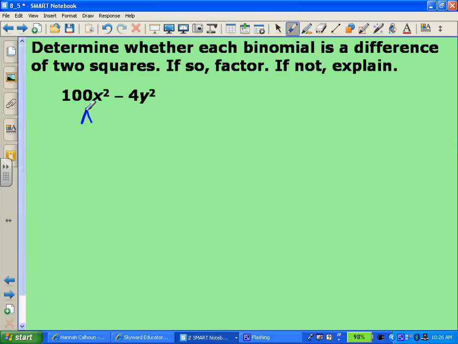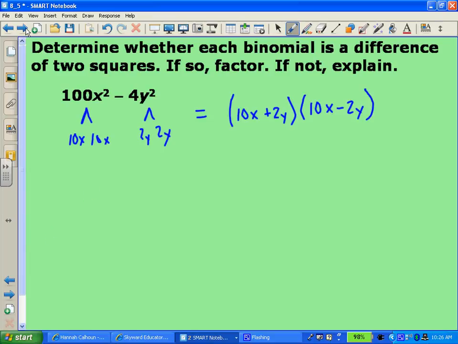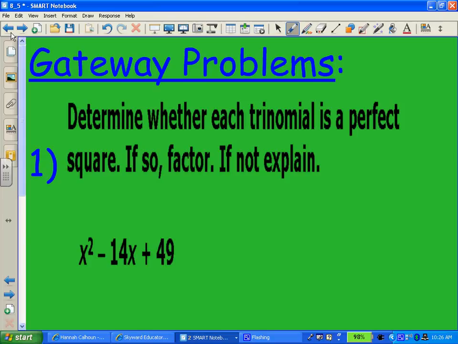Alright, let's look at this one. Again, we have a subtraction sign, so that's good. This is going to be 10x and 10x. This is going to be 2y and 2y. So, yep, it's a difference of two squares. So when I factor it, I'm going to have 10x plus 2y and 10x minus 2y. Okay?